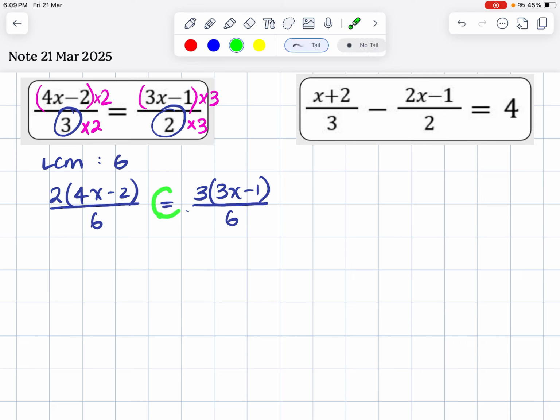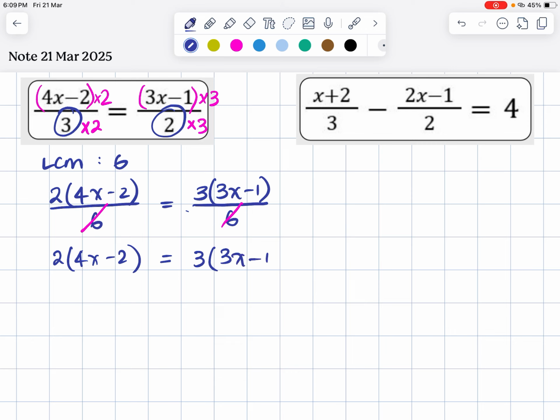Now the fact that this has got an equal sign here is telling me that these two expressions are equal. And we're trying to find out what x is. Now if they both have a divide by 6, the only way they can be equal is if the numerator is equal to the numerator on the other side. So we can essentially just eliminate these divide by 6's on both sides because they're the same. The only way these two expressions are going to be equal is if 2 times 4x minus 2 is equal to 3 times 3x minus 1. And now we've got rid of our algebraic fraction.